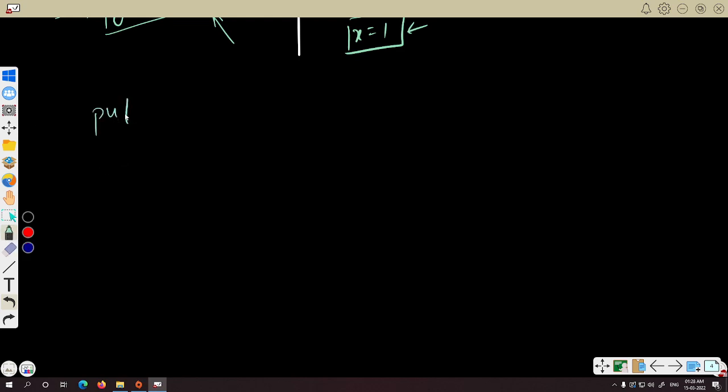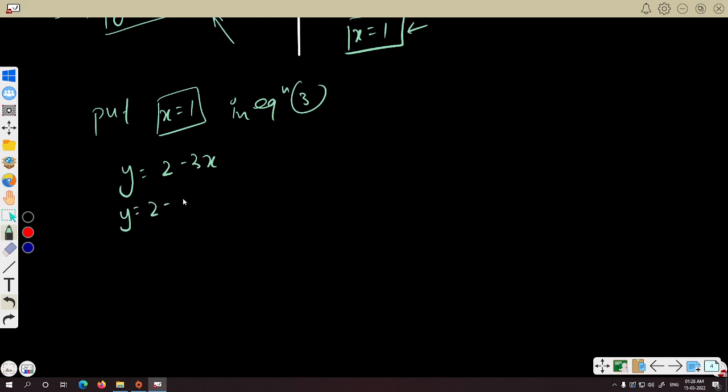Now what I will do is I will put x is equal to 1 in equation number 3. What is equation number 3? y is equal to 2 minus 3x. So y is equal to 2 minus 3, and in place of x I will put 1. So this will be 2 minus 3 into 1 is 3, and 2 minus 3 will be minus 1. So we have the value of y now.